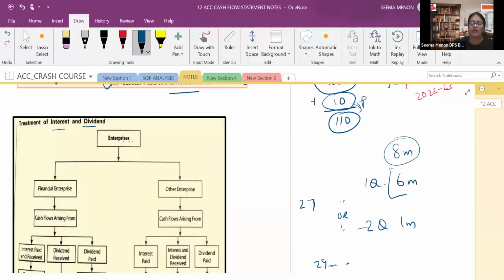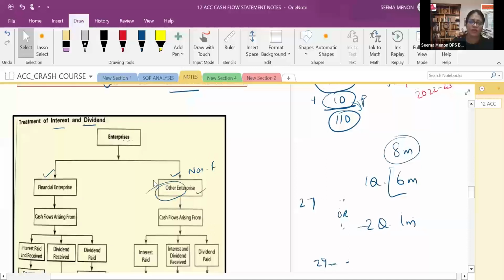There are 2 types of enterprise. Already I discussed financial enterprise and non-financial enterprise, or that is why it is mentioned other enterprise. What do you mean by financial enterprise? That is dealing with the cash only. Bank, share consultancies, then financial consultancies, mutual funds, LIC, all these are coming under financial enterprises. Other enterprises means manufacturing and service sector, right? I hope you are clear with the meaning of that.